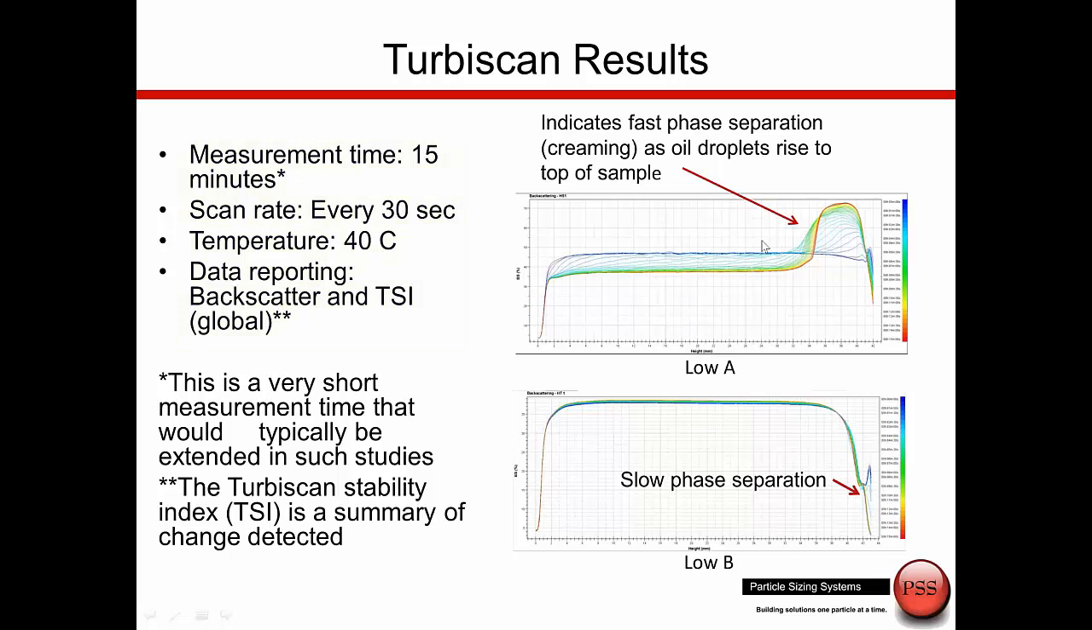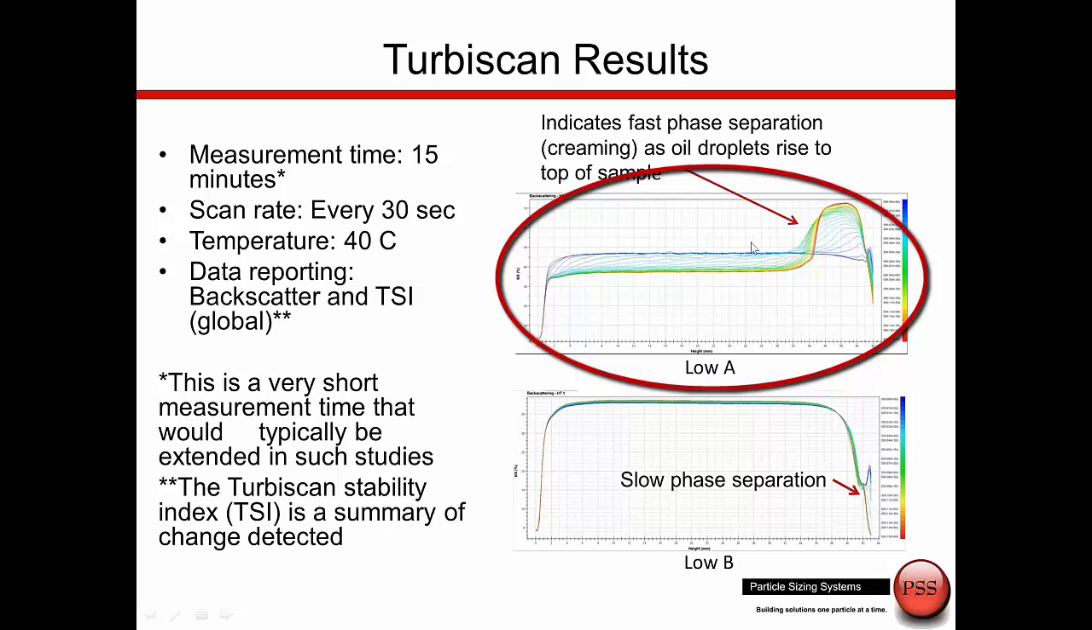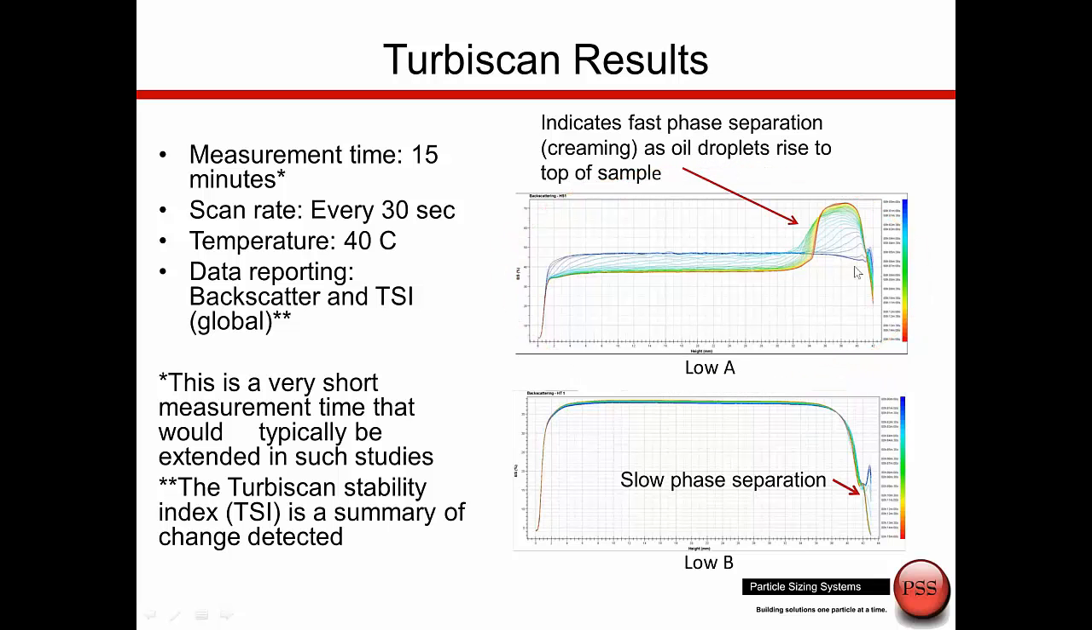In the diagrams you see here, this is for surfactant A, and below is for surfactant B. And for surfactant A, what you see is very fast changes in this backscatter. This is the backscatter detector. And what you see is a tremendous change in the backscatter reading at the top of the sample. And what that is indicating is the oil phase is quickly separating and rising to the surface. And this is showing us how quickly that is happening.